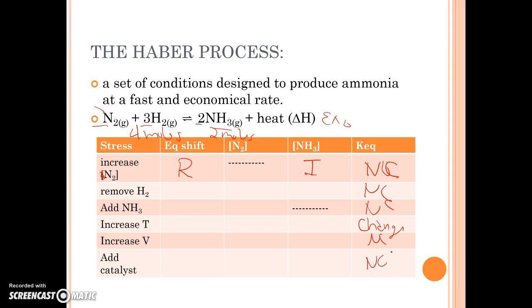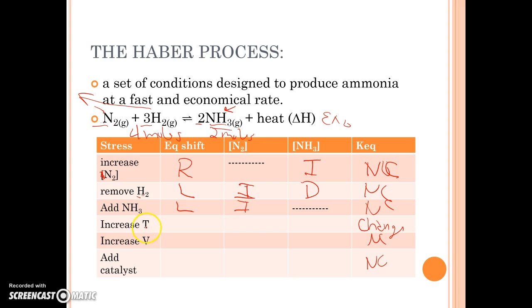All right, let's look at removing H2. If we remove H2, removing things acts like a pull and it pulls the reaction to the left. The N2 concentration actually increases. When you pull the reaction to the left, the NH3 is decomposing and making more N2. So then the NH3 is decreasing. Adding NH3 acts like a push and pushes the reaction in reverse, so the equilibrium shifts to the left. The N2 will increase as the NH3 decomposes.